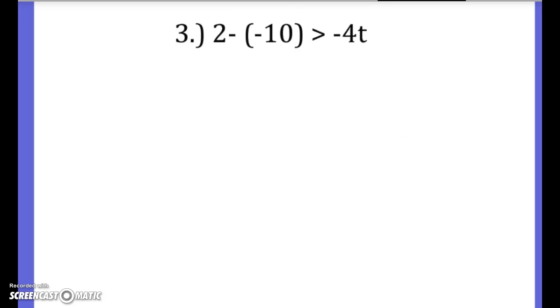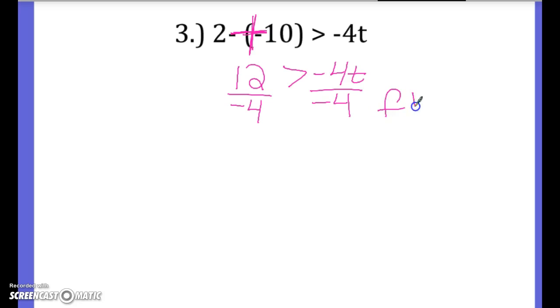Number 3, 2 minus a negative 10 is greater than negative 4t. The first thing I did was made this a big old positive. 2 plus 10 is 12, greater than negative 4t. So when you divide both sides by negative 4, you right away flip your inequality and get less than t, bring it straight down, and you get negative 3.